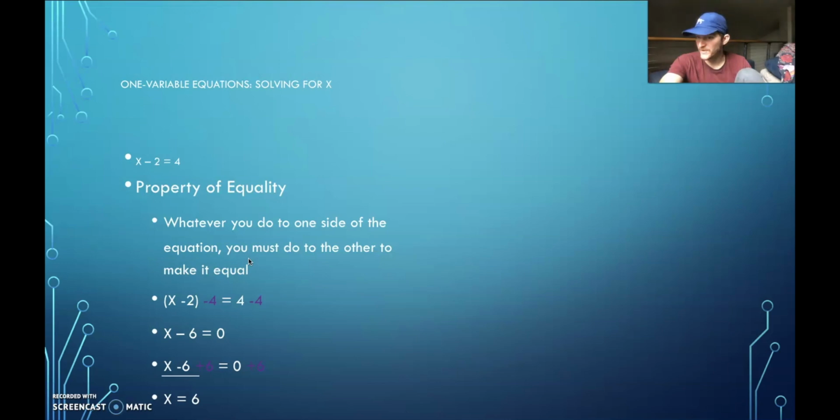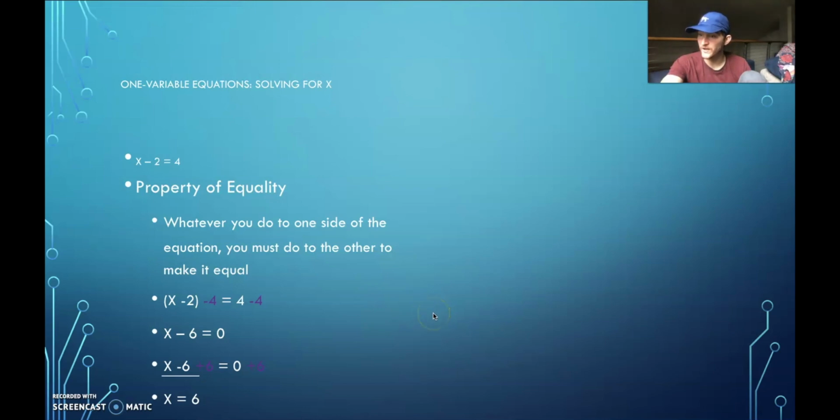So x minus 2 is equal to 4. If I want to get x alone, and I want to find what value x has to be for this equation to be true, then I can subtract 4 from both sides. Okay, I can do x minus 2 minus 4, and that will give me the same thing as x minus 6 is equal to 0. And then I can add 6 to both sides, and finally I get x is equal to 6.